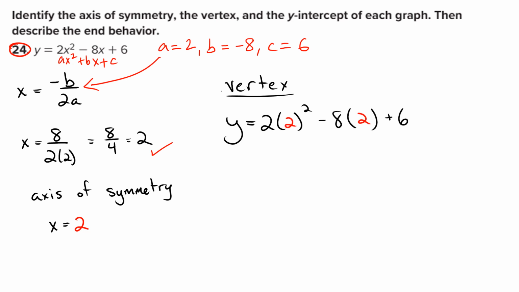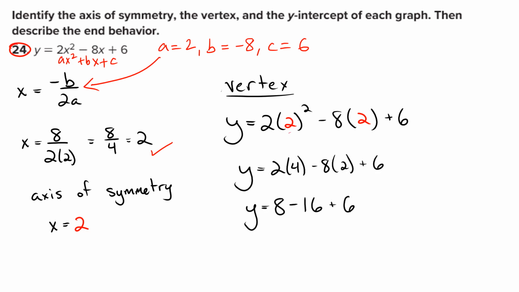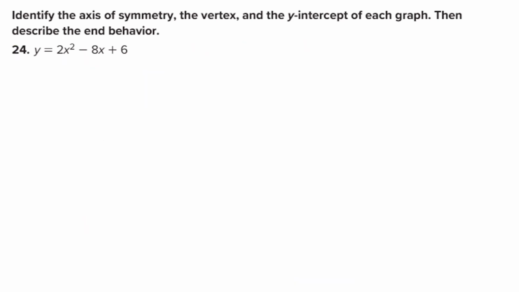So in place of x, you put 2 and you solve it. So what you get as the y-intercept is y equal to minus 2. So the vertex is going to be 2 comma minus 2. So you have got the axis of symmetry, you've got the vertex, now y-intercept.